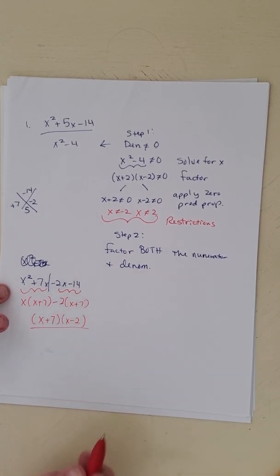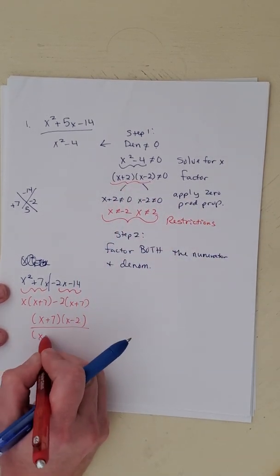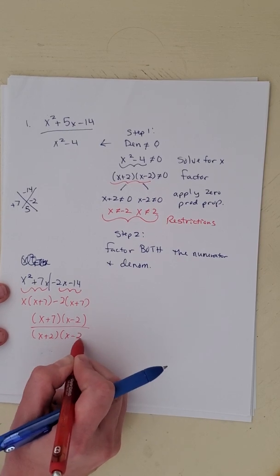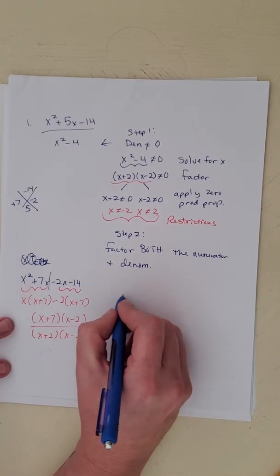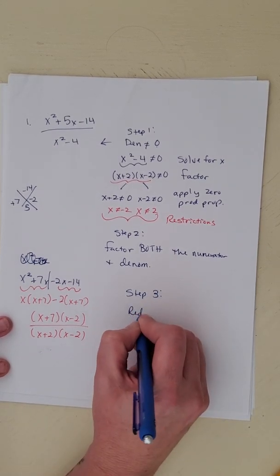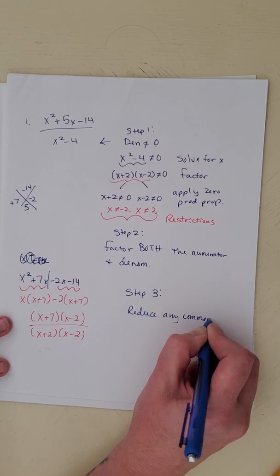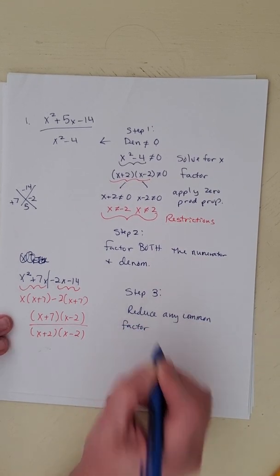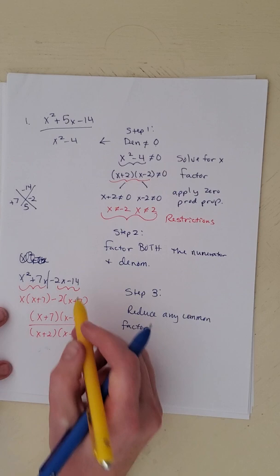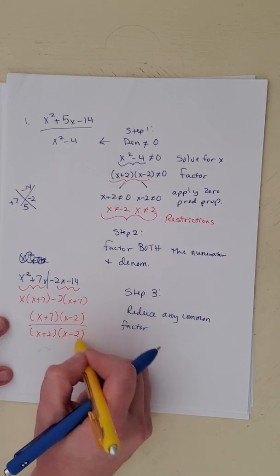And the denominator, we already factored it right here. And so we're just going to rewrite it. It's x plus 2, x minus 2. All right, and then step 3 would be to reduce any common factors. And so what I see is that x minus 2 is a factor of both the denominator and the numerator. And so that tells me that these are going to reduce out.